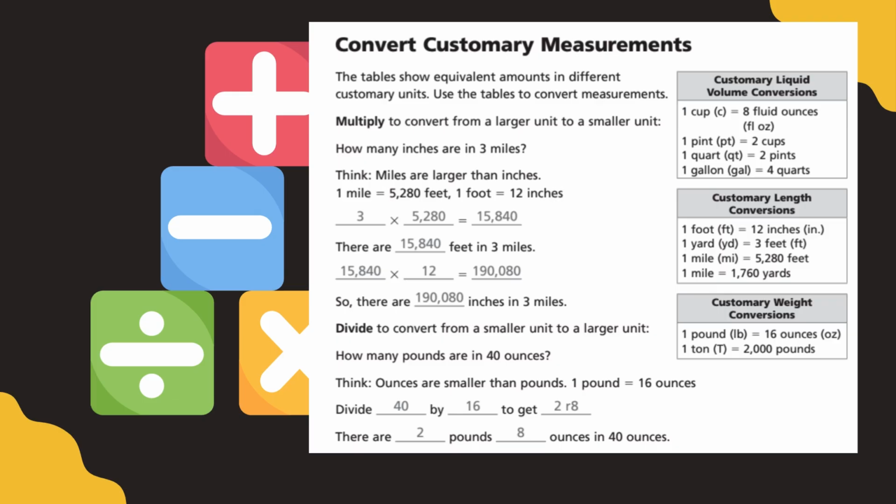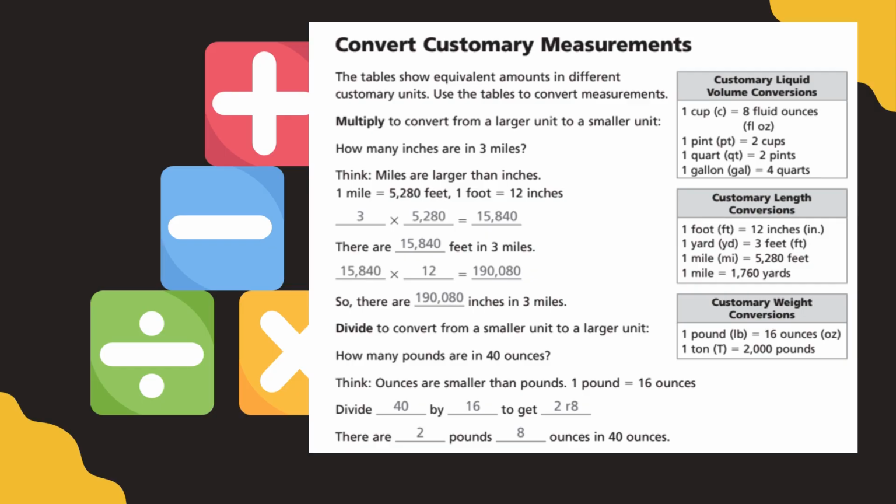So you would multiply 3 times 5,280, which equals 15,840. There are 15,840 feet in 3 miles. 15,840 times 12 equals 190,080. So there are 190,080 inches in 3 miles.